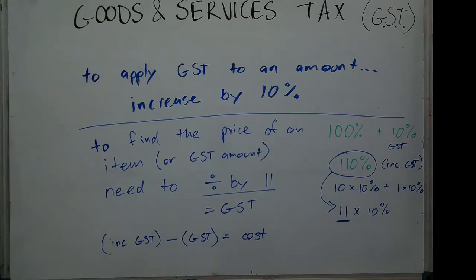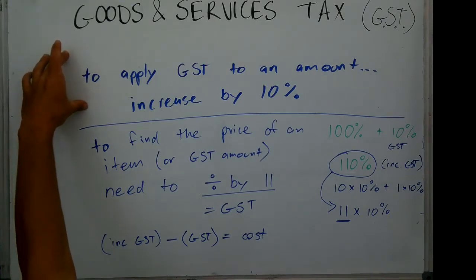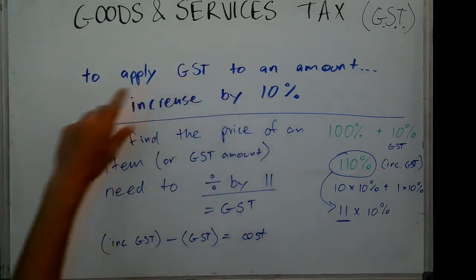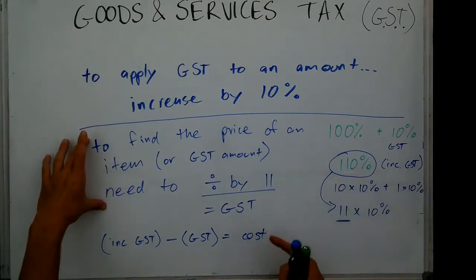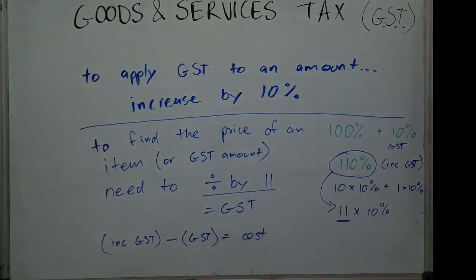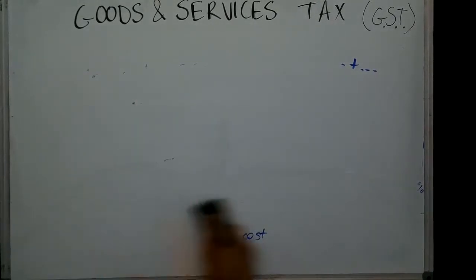And once you've done it a few times, it'll make sense. So applying GST is a simple increase by 10%. If it's already included and you need to work backwards, you've got to divide by 11. Okay. So let's do an example. A couple of examples.